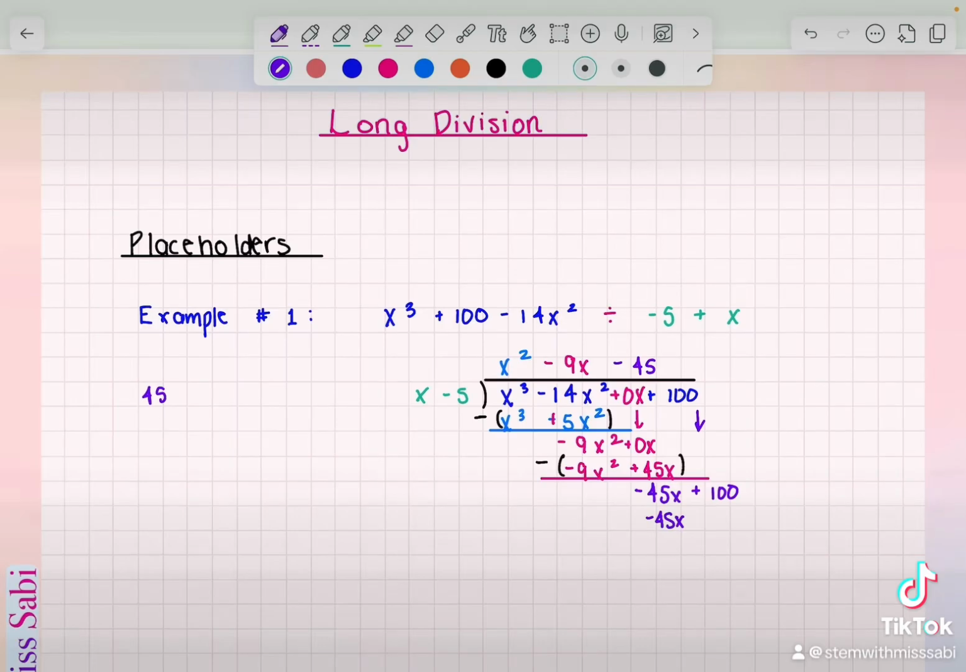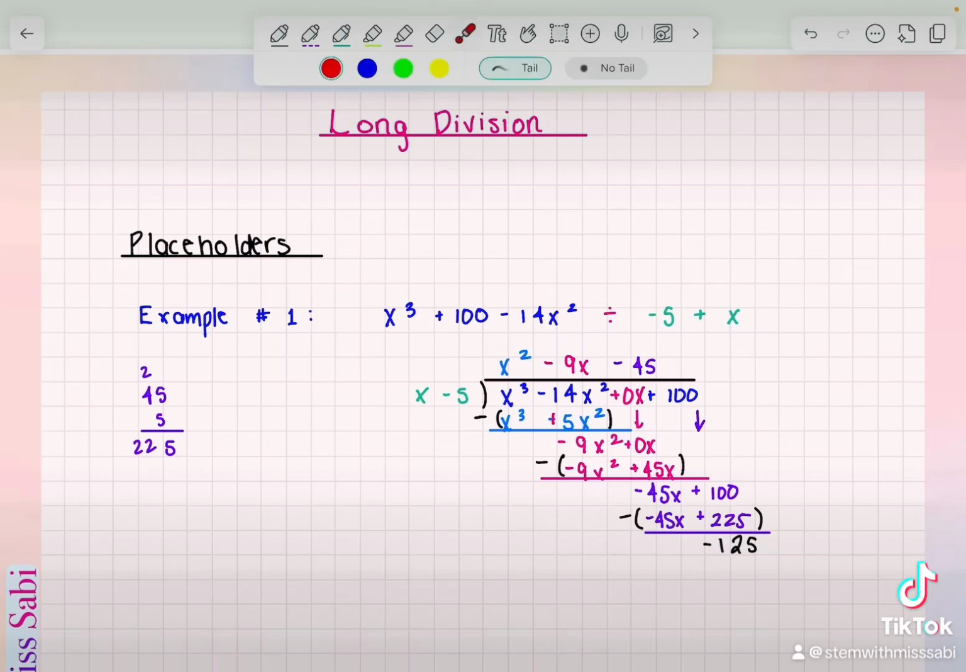So if you want, we can do it on the side. Right? 5 times 5 is 25. 5 times 4 is 20. So that's 225. So we have plus 225. And then the final step, we're going to do subtraction. And then we have 100 minus 225. So that will be negative 125. So you'll realize here, not only did we have to use a placeholder, you'll also realize that we do have a remainder. So this negative 125 is a remainder.